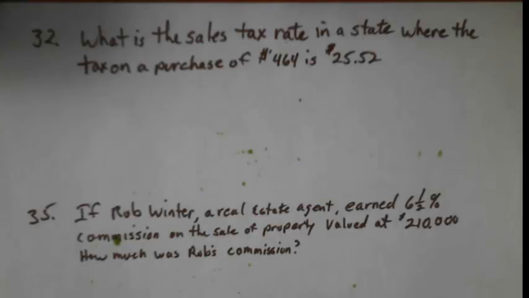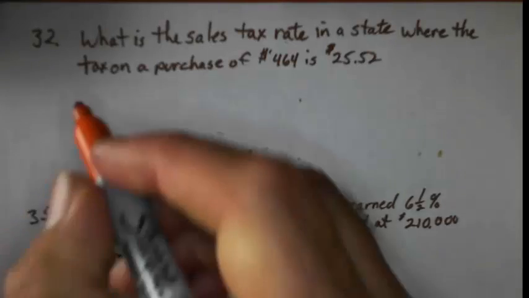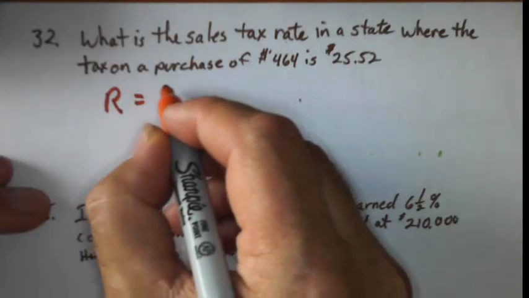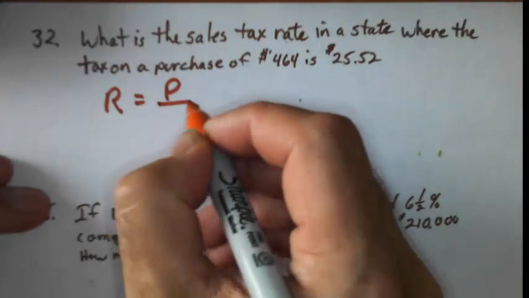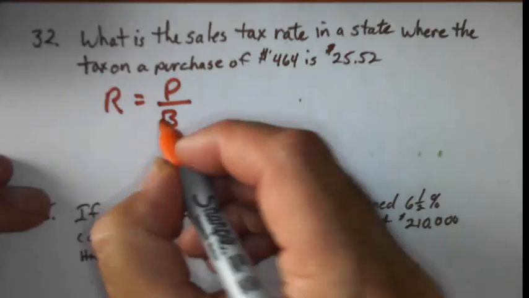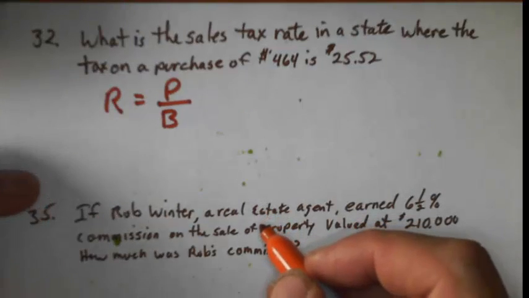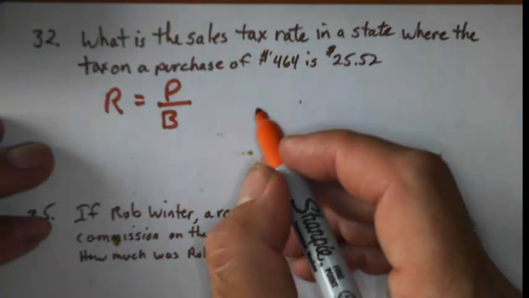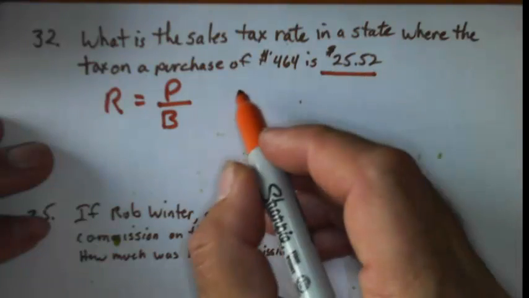It says, what is the sales tax rate in a state where the tax on the purchase of $464 is $25.52? So basically we're looking at the setup where we're looking for a rate. We have the percentage or the part. We're looking for the base. Okay, so as we're plugging in our information here, then here's the part.